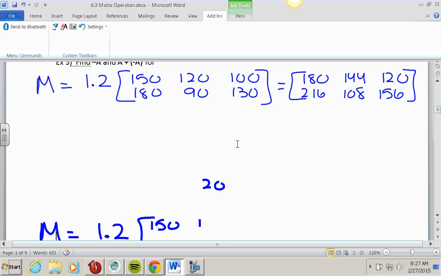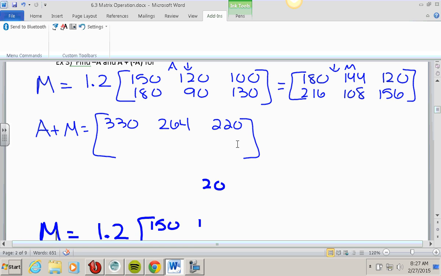The last part of this wanted us to find the matrix A plus M and then tell what it represents. We can pretty easily determine what A plus M is. This right here is our A, and here is our M. So for A plus M, we add the corresponding values. 150 plus 180 is 330. 120 plus 144 is 264. 100 plus 120 is 220. 180 plus 216 is 396. 90 plus 108 is 198. And 130 plus 156 is 286. So there's the sum of our two matrices.